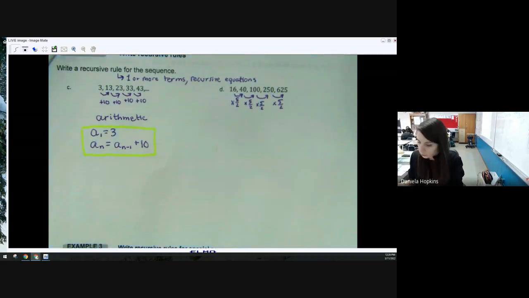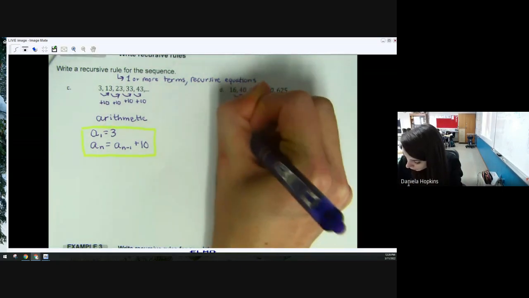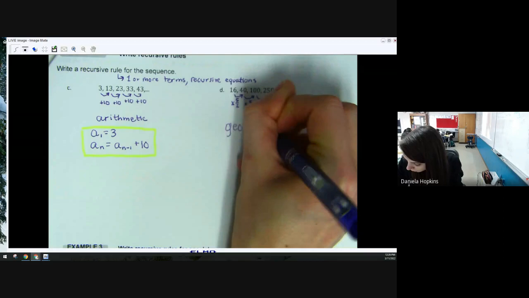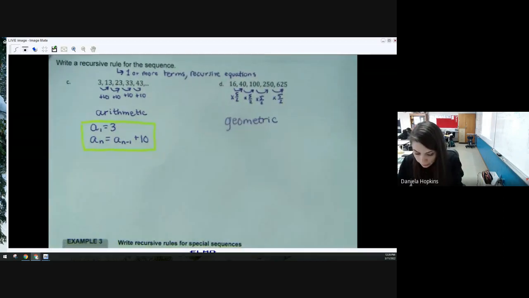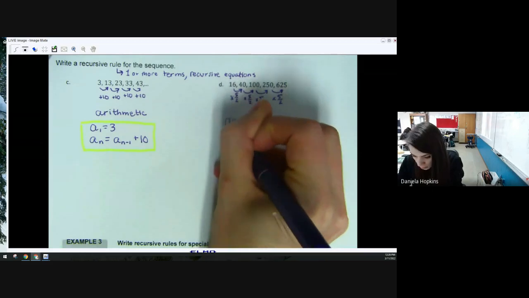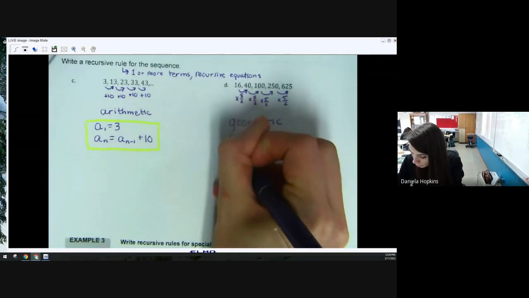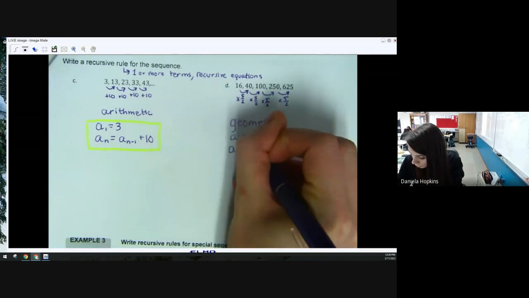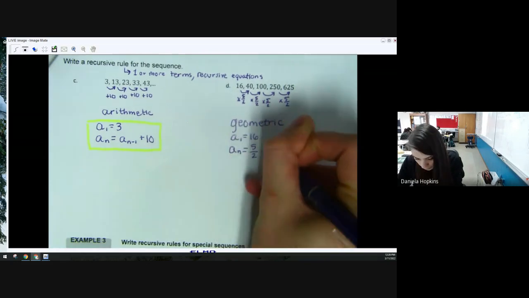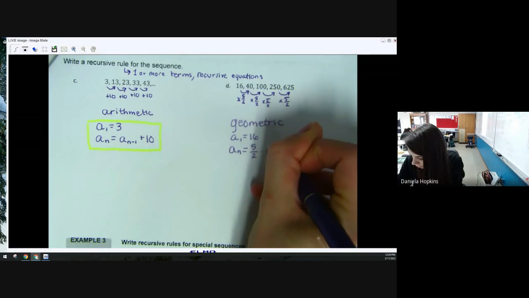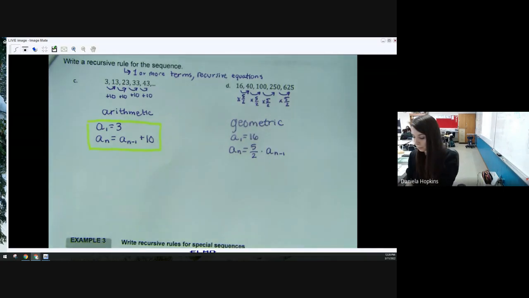So is this arithmetic, geometric, or neither? Geometric. It's multiplied by a common ratio. So now I'm going to apply that rule. Again, I need my anchor part, so I'm going to say A1 equals 16. And then my equation would be A sub n equals 5 over 2 times A sub n minus 1, the term before it.